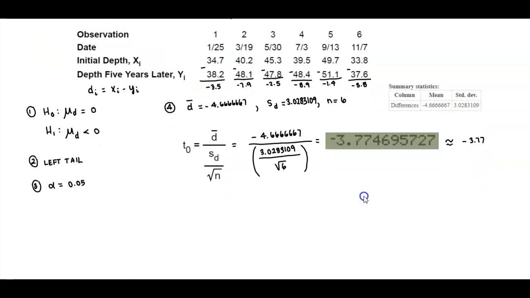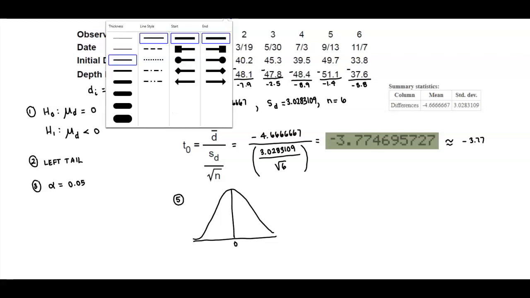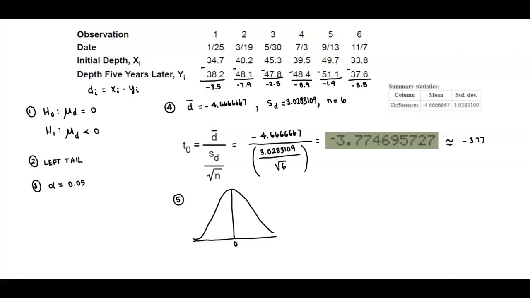Okay, so now we have our test statistic. So what do we know? Well, we're going to draw a picture. So what does our picture look like? Okay, well, we know that we have a bell curve. So here's our bell curve. And then we have our test statistic. So our test statistic is located here at negative 3.77. And then what we want to do is find the p-value.